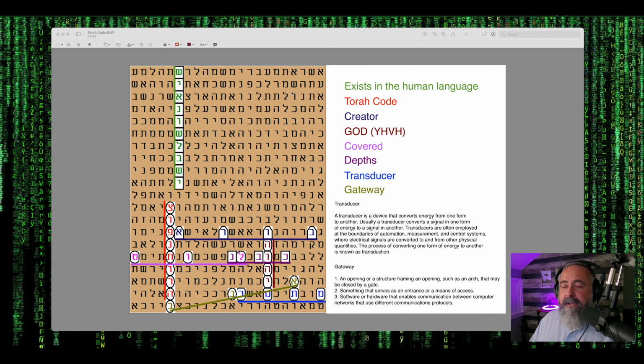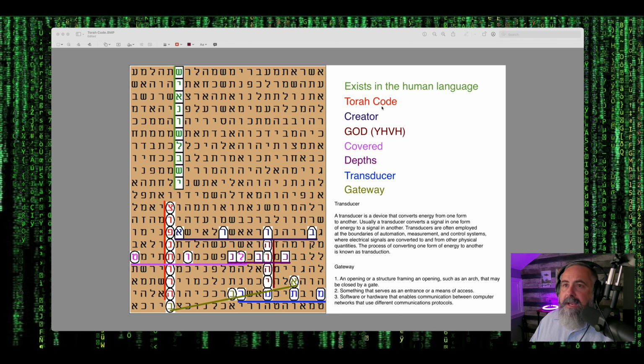Now, the key word, or the master word, that was put into this matrix was Torah Code, or in other words, Bible Code. I wanted to see if the Bible Code itself would be mentioned in the Bible Code. And sure enough, it is, but it's listed as Torah Code. That's the word here in red running vertically up and down. So this is Torah Code.